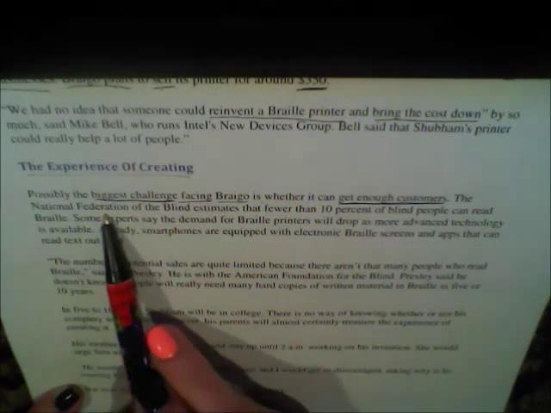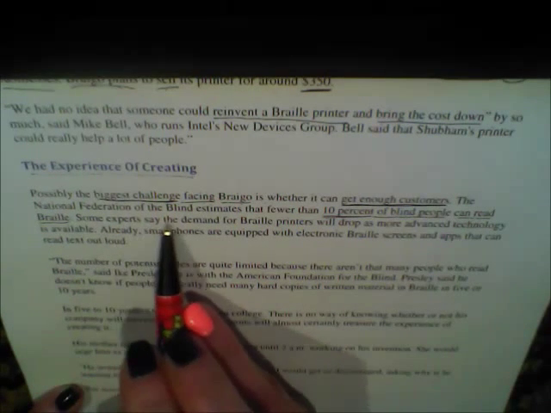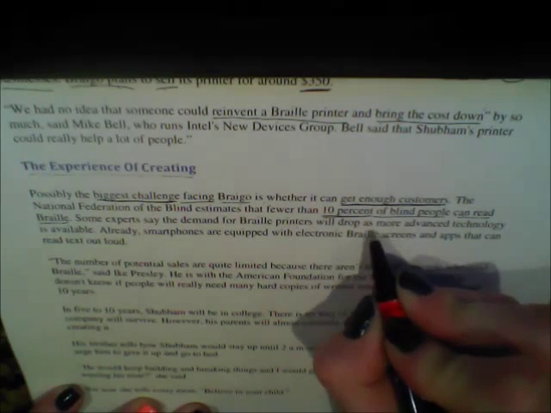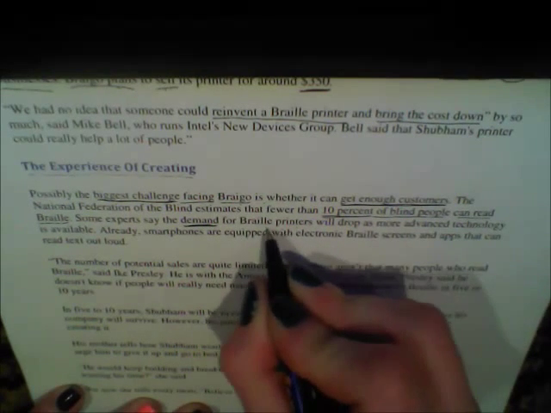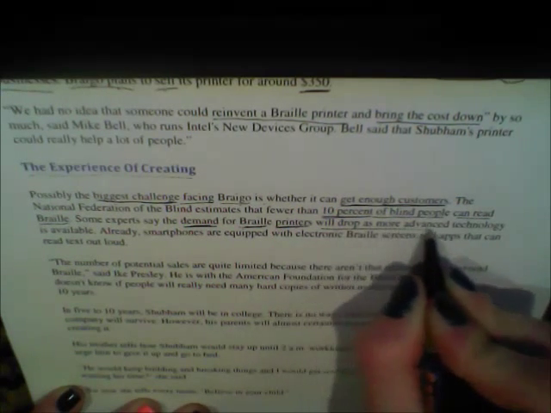The National Federation of the Blind estimates that fewer than 10% of blind people can read Braille. So not a lot of people, only 10% of blind people can read Braille. Some experts say the demand for Braille printers will drop as more advanced technology is available. Definitely some important information. So the demand, and we know that word from economics, for Braille printers will drop as more advanced technology is available. So I'm going to underline that.